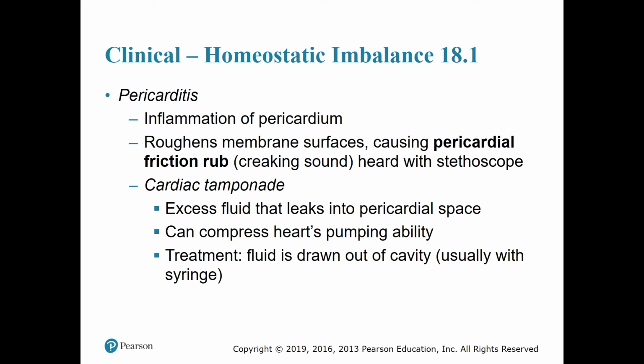The pericardial irritation and inflammation also commonly result in an increased production of pericardial fluid. Fluid then collects in the pericardial cavity, restricting the movement of the heart. This condition is called cardiac tamponade. That can also be caused by traumatic injuries, such as a gunshot wound, that produce bleeding into the pericardial cavity. The treatment is that fluid is drawn out of the cavity, usually with a syringe.